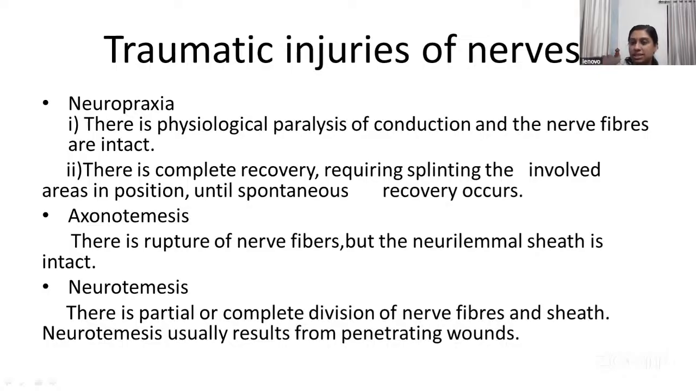Whereas the neurolemmal sheath is outside the nerve, consisting of the Schwann cells in the peripheral nervous system, whereas in the central nervous system, it is concerned with the oligodendrocytes. That's also an MCQ point.